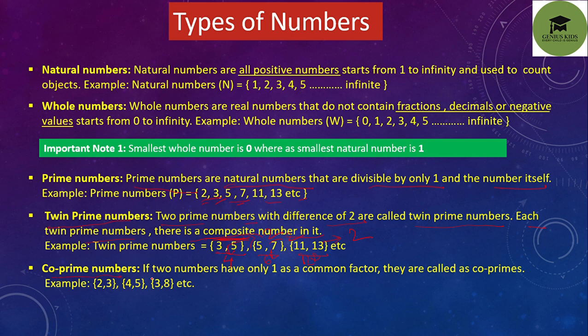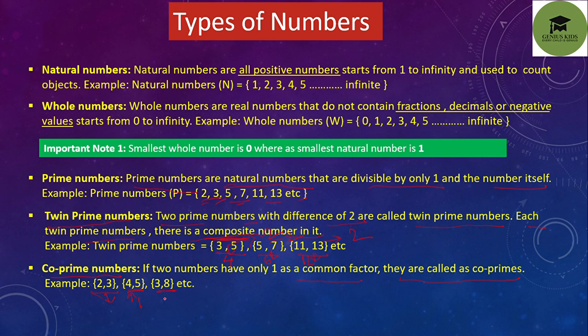Co-prime numbers. What are co-prime numbers? If two numbers have only 1 as a common factor, they are called co-primes. What do we mean by only one common factor? Take the examples 2, 3 and 4, 5. Here there is only one common factor, which means 2 and 3 are both divisible only by 1. Similarly 4 and 5 have only 1 as a common factor, because both numbers are divisible only by 1.